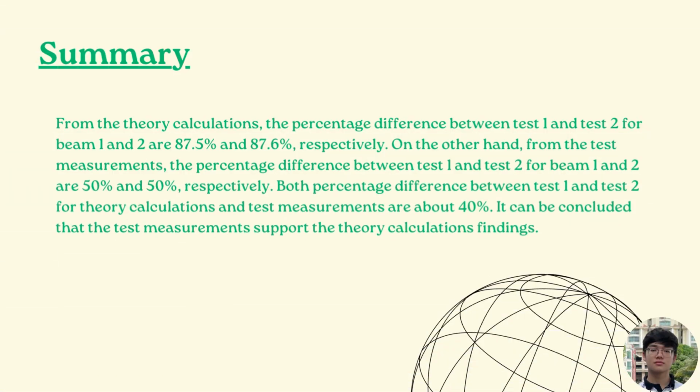From the theory calculations, the percentage difference between test 1 and test 2 for beam 1 and 2 are 87.5% and 87.6% respectively. On the other hand, from the test measurements, the percentage difference between test 1 and test 2 for beam 1 and 2 are 50% and 50% respectively. Both percentage differences between test 1 and test 2 for theory calculations and test measurements are about 40%. It can be concluded that the test measurements support the theory calculations findings.